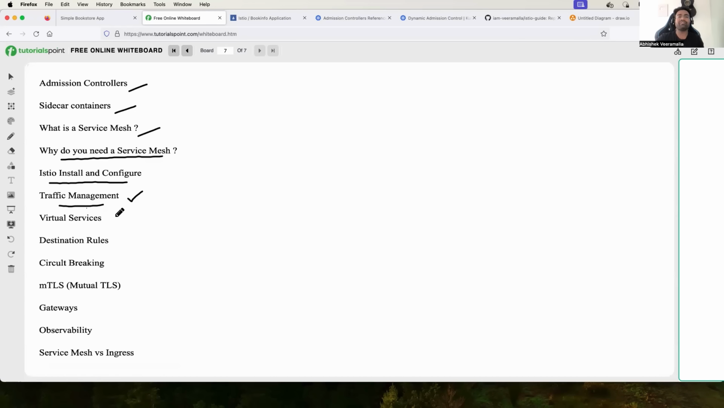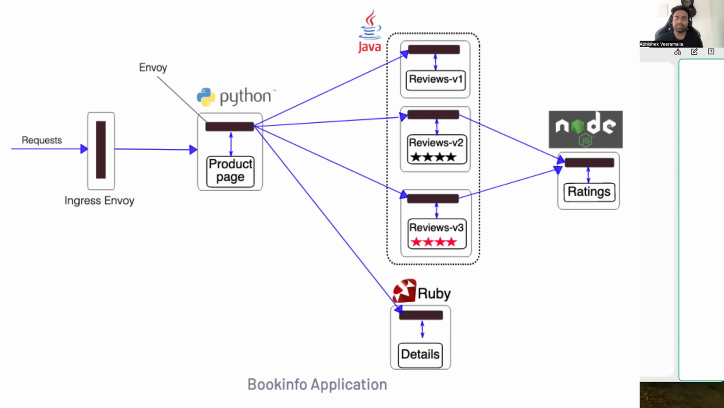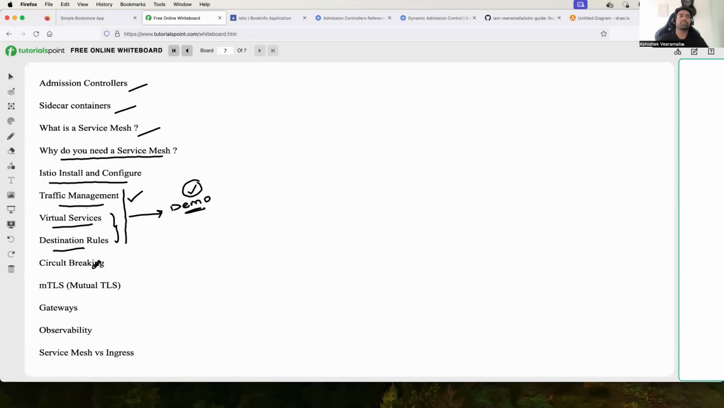And to implement traffic management, we need Istio's custom resources that are virtual services and destination rules. So we will learn all of these things using a demo application. The demo application is going to be a multi-microservice architecture demo application. It is provided by Istio and we are going to use that. Then we will learn the features of Istio such as circuit breaking, mutual TLS, observability, and others.